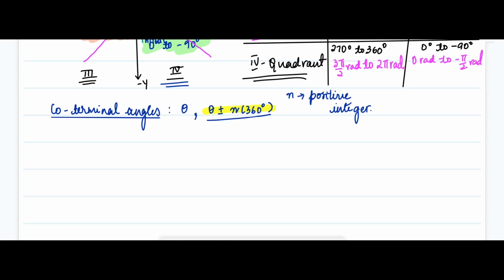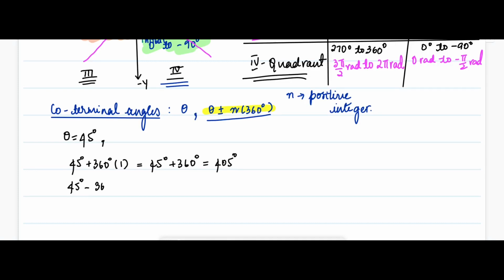So let me take the example of theta equal to 45 degrees. First, let me take the anti-clockwise rotation. So 45 degrees plus 360 degrees into 1, which will be equal to 45 degrees plus 360 degrees, which is equal to 405 degrees. Next, let me take the example of clockwise rotation. 45 degrees minus 360 degrees into 1. This will be equal to 45 degrees minus 360 degrees, which is equal to minus 115 degrees.